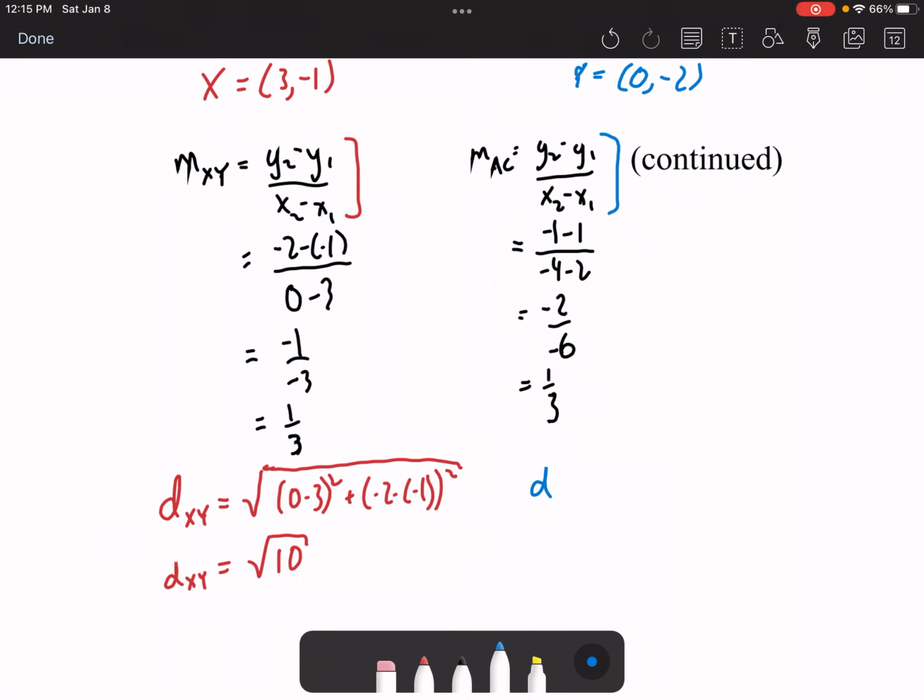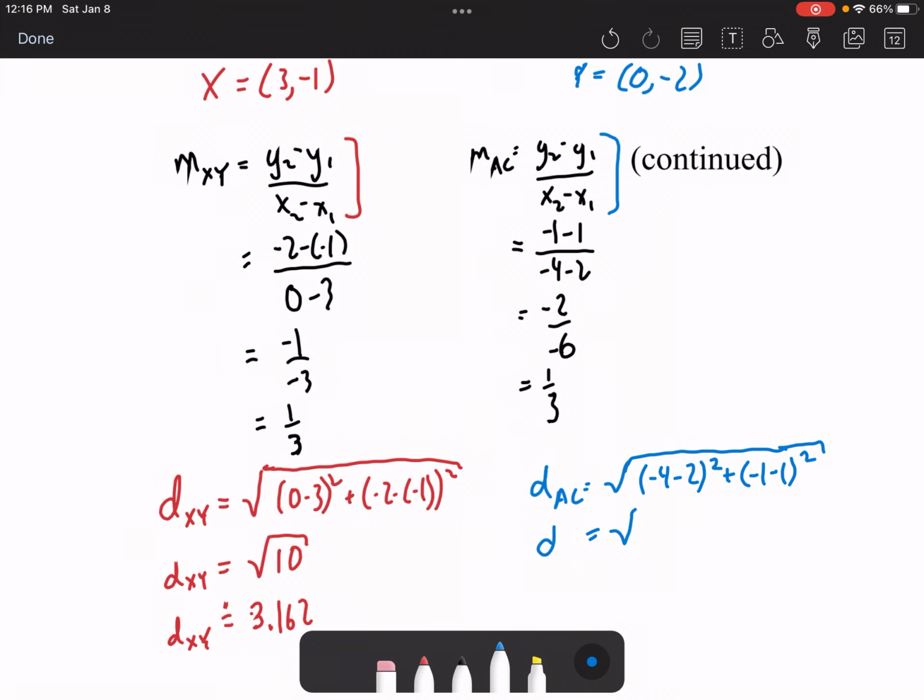Now I'm going to find the distance of AC by the same process. Oh, I should actually calculate the distance of XY using a calculator. So that's approximately 3.162 units. Okay, so now do AC. This works out to be 40, so the square root of 40. Let's see what that value is.